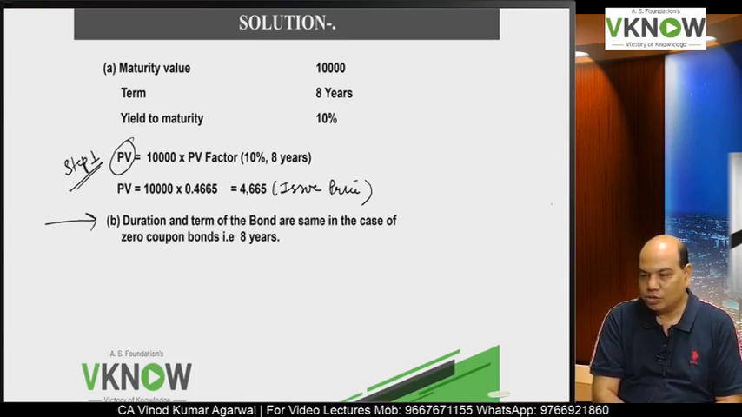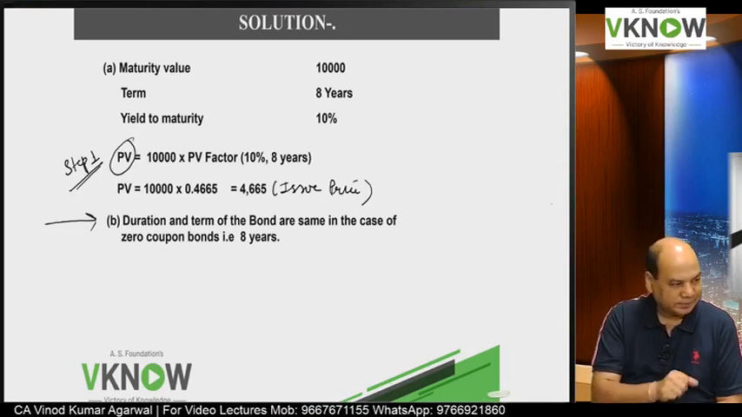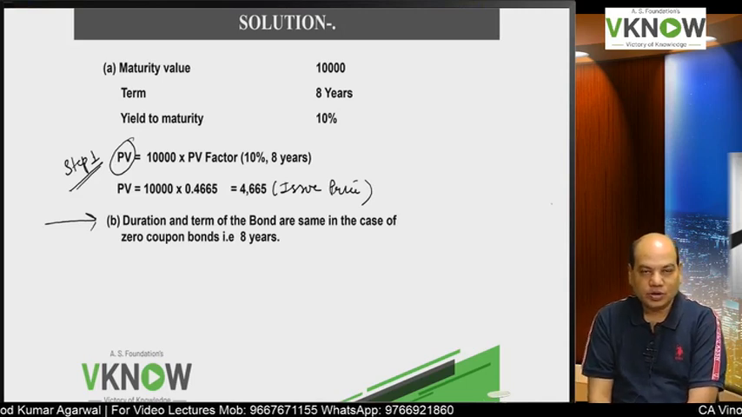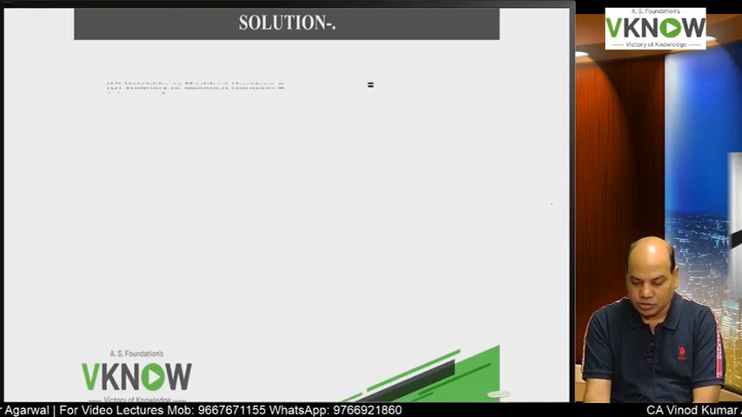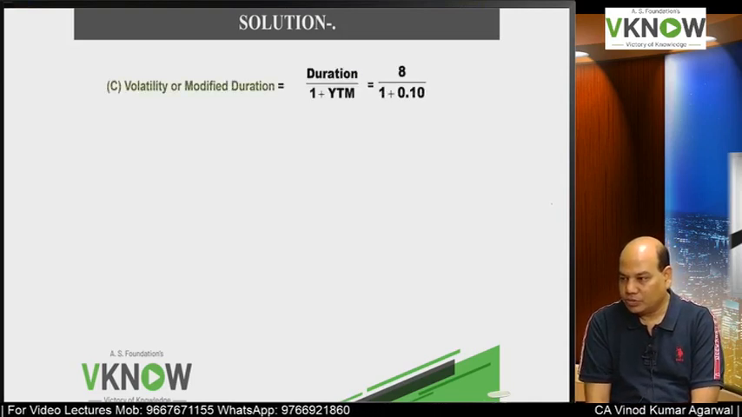In the case of zero coupon bonds, that is 8 years. So duration is equal to 8 years. Now the next question is, what is modified duration? So write down answer C.